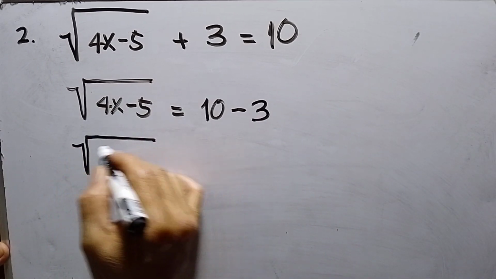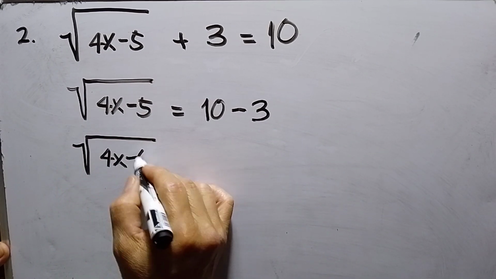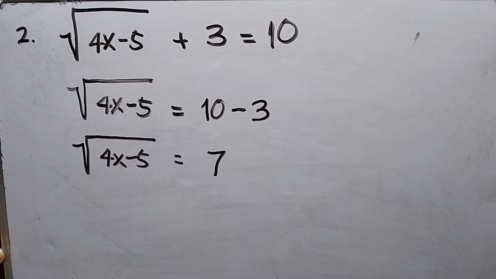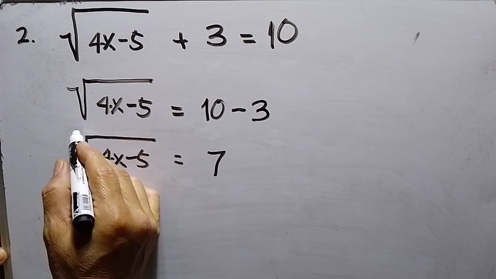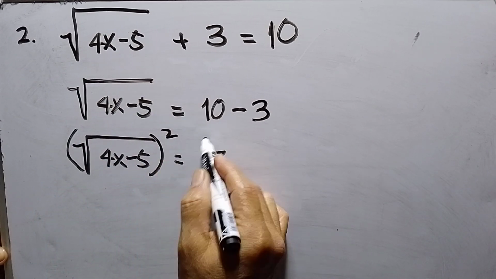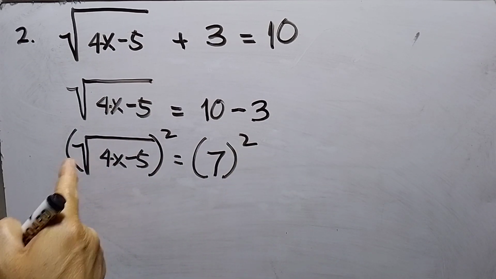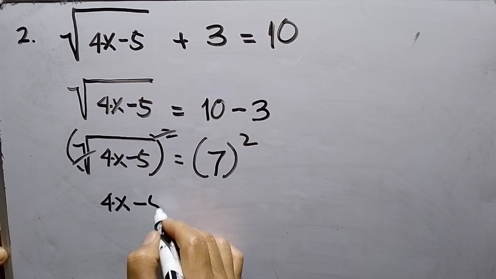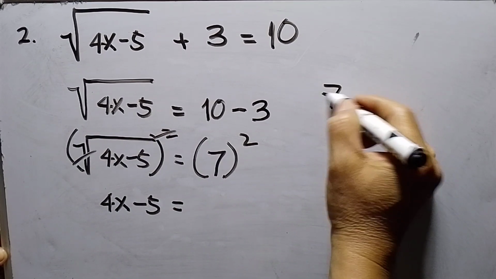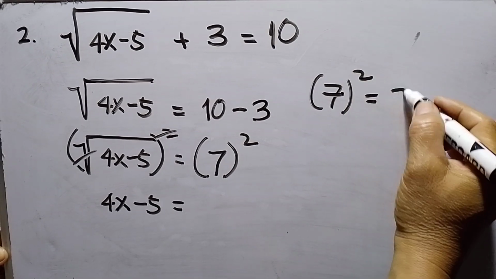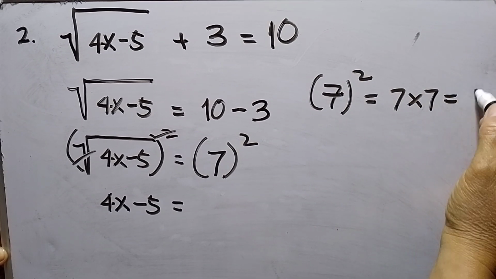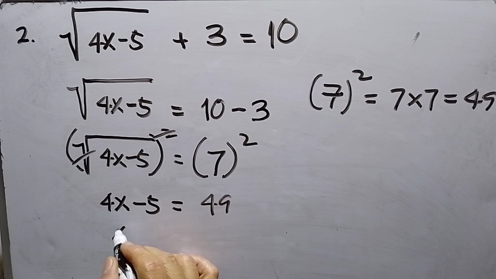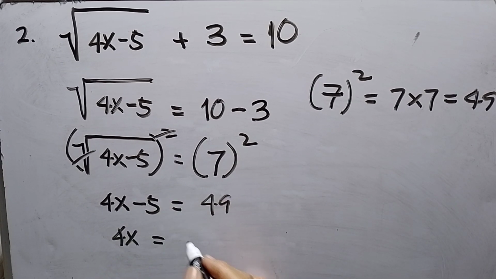Then, copy again the square root of 4x minus 5. Then 10 minus 3 is 7. Then I need to apply squaring both sides. So I need to square both sides, so the symbol will be eliminated. So this will be 4x minus 5, and then 7 squared, meaning 7 times 7, is equal to 49. So this is 49.